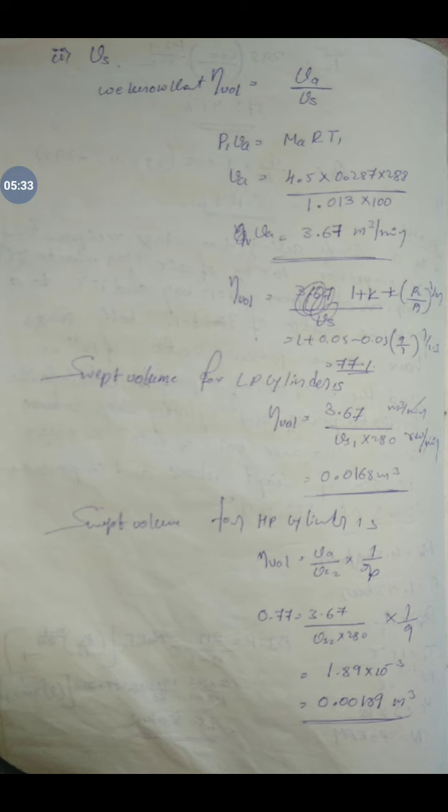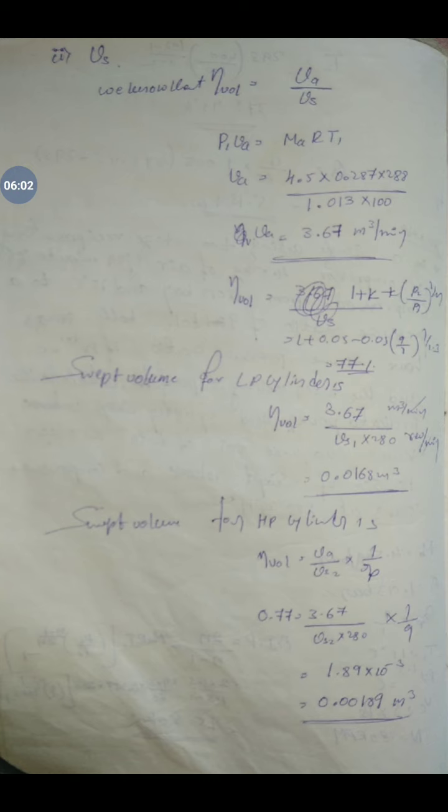We know that volumetric efficiency is actual volume by swept volume. So now we have to find the actual volume. We know that P1 VA is equal to m R T1. Substituting all the values, you will get the volume of the air as 3.67 meter cube per minute. So the volume of the air we got. Now to calculate the swept volume, we require the volumetric efficiency.